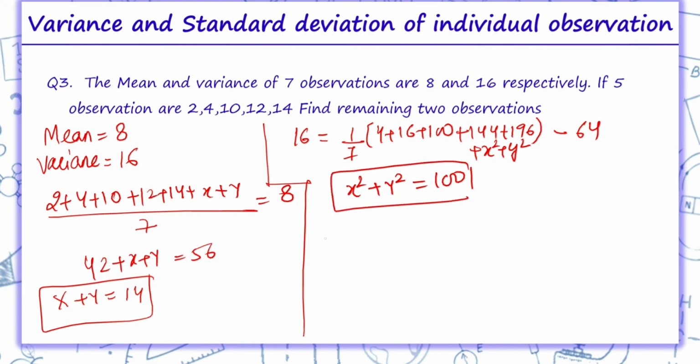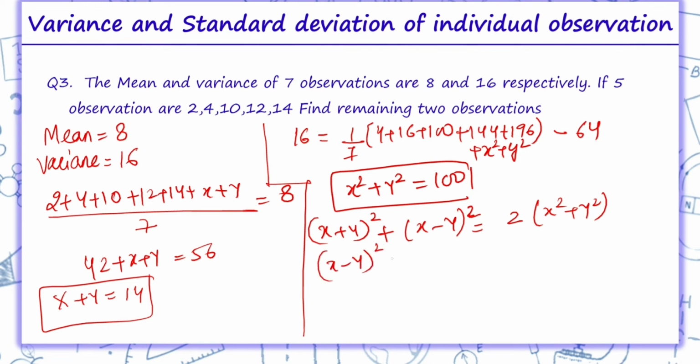Now we know the formula: x plus y whole square plus x minus y whole square is 2 into x square plus y square. This formula we know. So x minus y whole square we will find from here. So x minus y whole square plus x plus y, which is 14, 14 square is 196, and here we'll get 2 into 100, which is 200. Thus x minus y we get is plus minus 2.